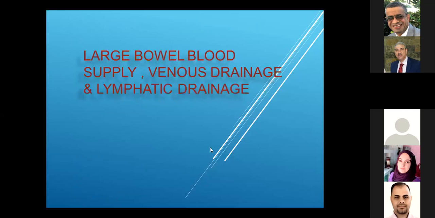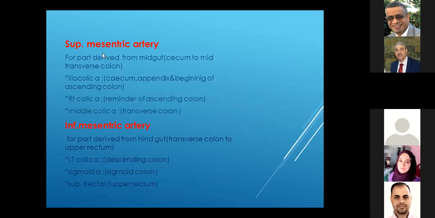Large bowel blood supply, venous drainage, and lymphatic drainage. Blood supply of the large bowel is by two arteries, the superior mesenteric artery and the inferior mesenteric artery. The superior mesenteric artery supplies the part derived from the midgut, from the cecum to the proximal two-thirds of the transverse colon. Its branches: the ileocolic artery for the cecum, appendix, and beginning of the ascending colon, the right colic artery for the remainder of the ascending colon, and the middle colic artery for the proximal two-thirds of the transverse colon.